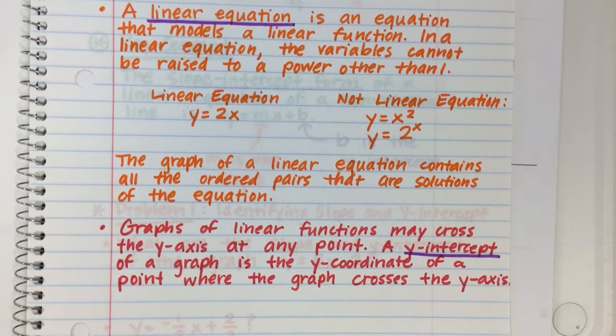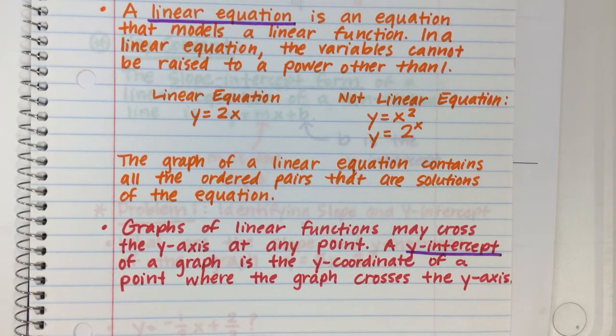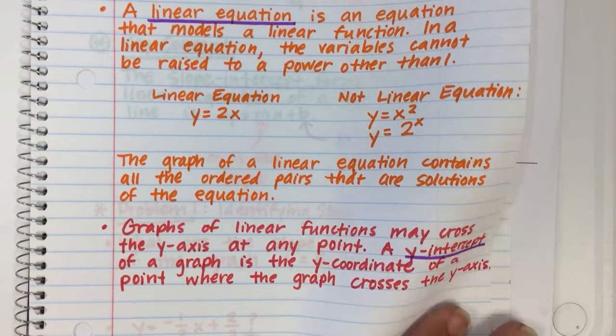Graphs of linear functions may cross the y-axis at any point. A y-intercept of a graph is the y-coordinate of a point where the graph crosses the y-axis. So wherever the graph crosses the y-axis, that's your y-intercept. Make sure you pause and get all these notes.